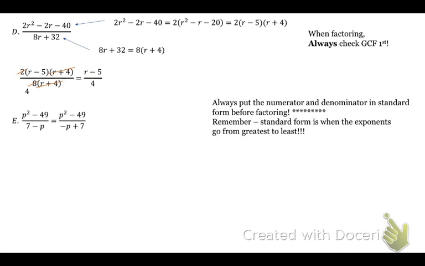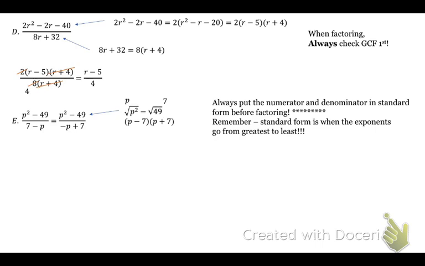Okay, now let's factor. So that top right there, we have p squared minus 49. There's only two terms, and they're both perfect squares, which means that this is the difference of squares. So I'm going to square root that one, square root that one. The square root of p squared is p. The square root of 49 is 7. You always have one with a plus and one with a minus. And so that's going to be p minus 7 and p plus 7.